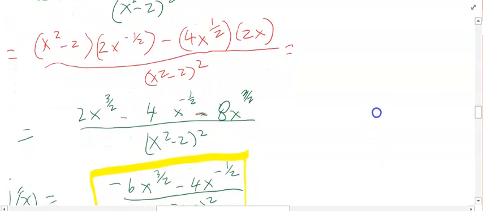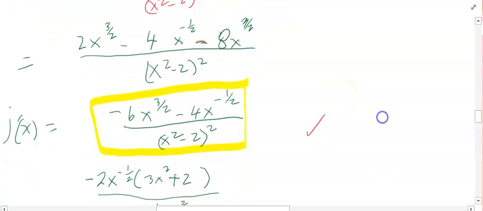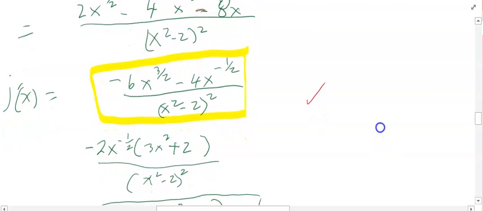Keep the denominator the same, so g prime of x is equal to negative 6x to the 3/2. Why? Because we have 2x to the 3/2 minus 8x to the 3/2. They're the same exponent, so we subtract the coefficients. And then minus 4x to the negative 1/2 over x squared minus 2 all squared. And I'll accept the answer up to here. However, we can try to continue factoring and see what happens.